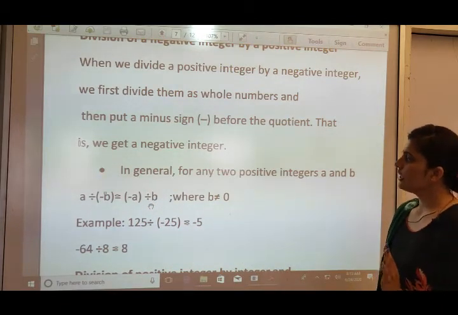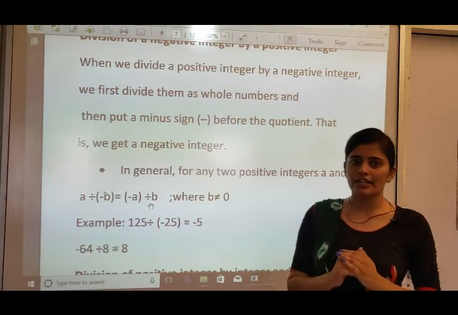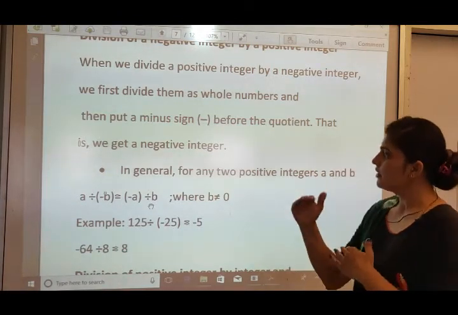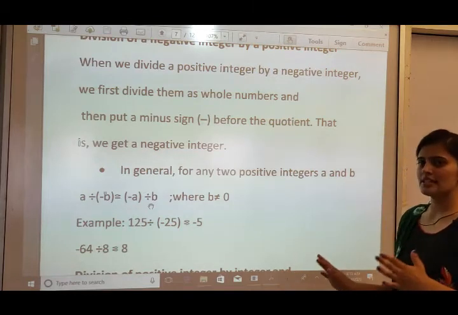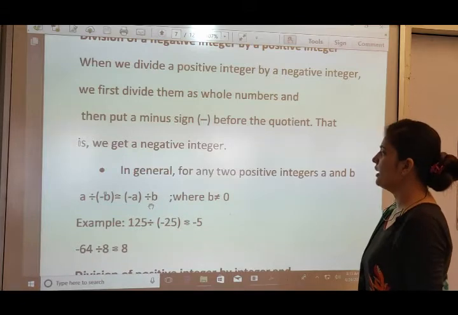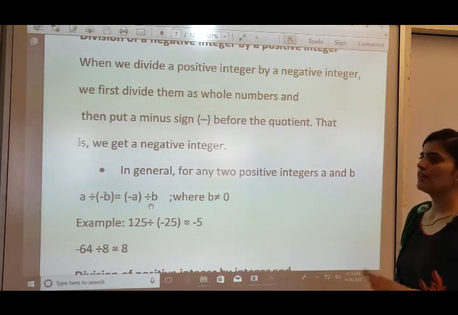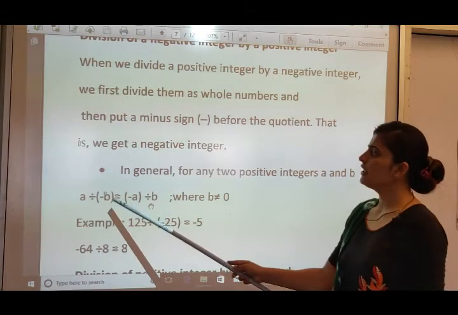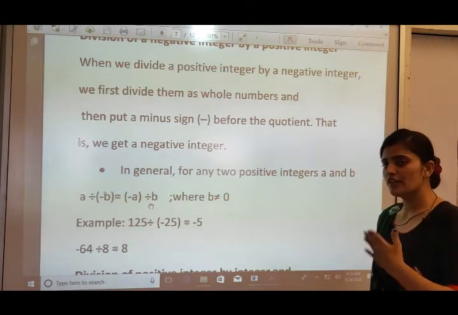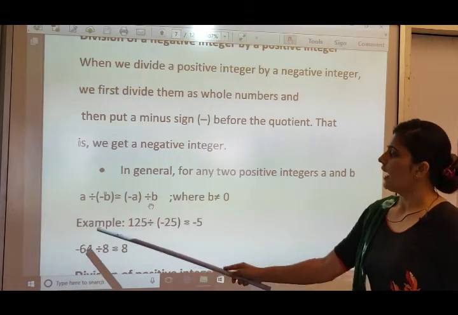This means, if the negative sign is in the numerator or in the denominator, the answer will come in the negative form only, where b should not be equal to 0. Here the denominator should not be equal to 0. Why? You will get that answer afterwards.